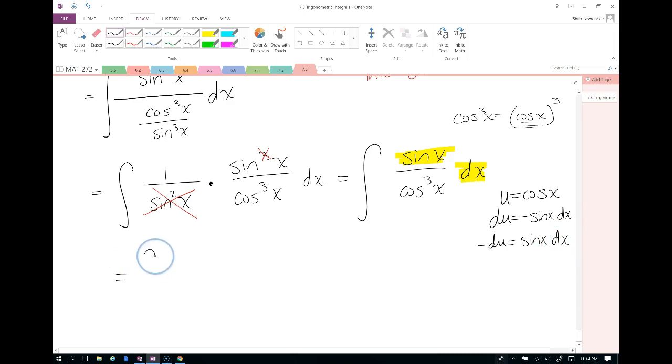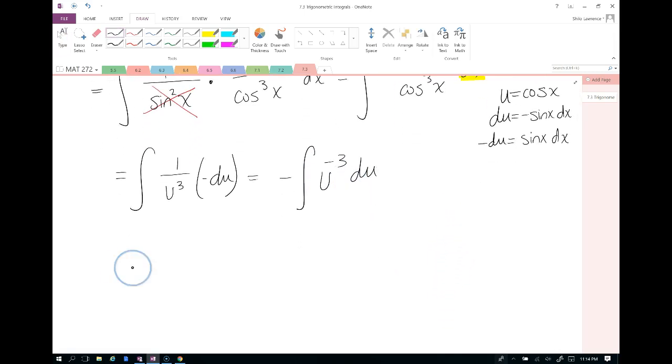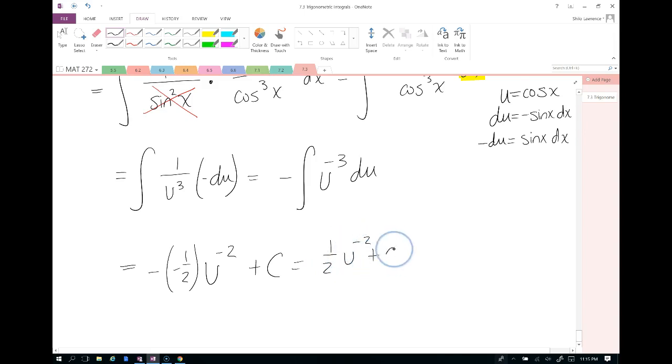And now this is going to turn into the integral of 1 over u cubed times negative du. And that negative is just a coefficient we can move to the front. And then u cubed, we're going to have to bring that to the numerator as a negative 3 power in order to integrate it. And now it's just a power rule. So we add 1 to the exponent, we're going to have u to the negative 2, and then we flip that exponent as a coefficient. And we already had a negative, so we end up with a double negative there. So I've got 1/2 u to the negative 2 plus c, and our u was cosine.